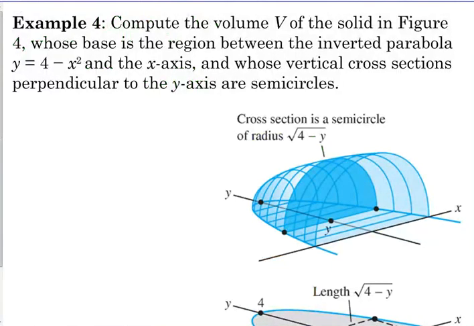All right, so I need you to practice cross-sectional volumes on the worksheet. Oh, no, wait, hang on, sorry. One more example. Let's look at one when it's with respect to y.